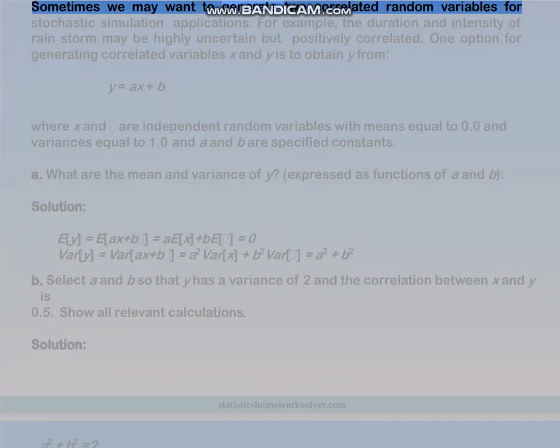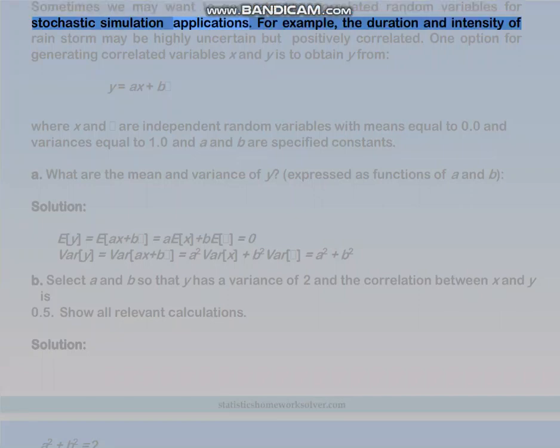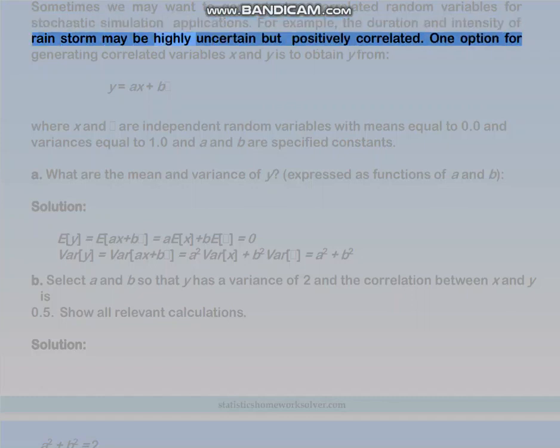Data analysis assignment help. Sometimes we may want to generate two correlated random variables for stochastic simulation applications. For example, the duration and intensity of a rainstorm may be highly uncertain but positively correlated.